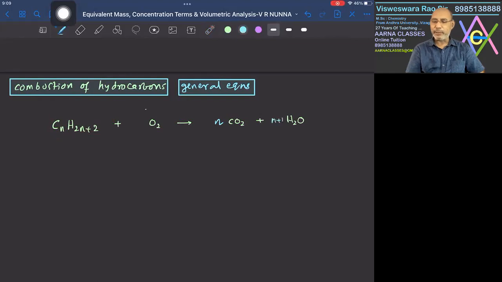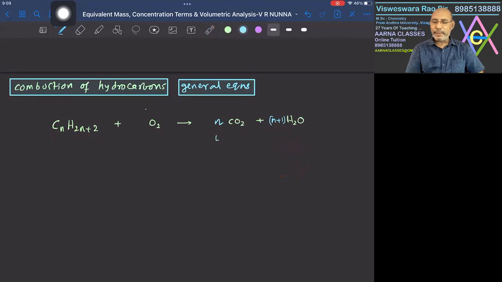If I write N plus 1 here, N plus 1 multiplied by 2 gives 2N plus 2. Immediately the number of hydrogens got balanced. So carbons are balanced, hydrogens are balanced, and now you have to balance the oxygens.